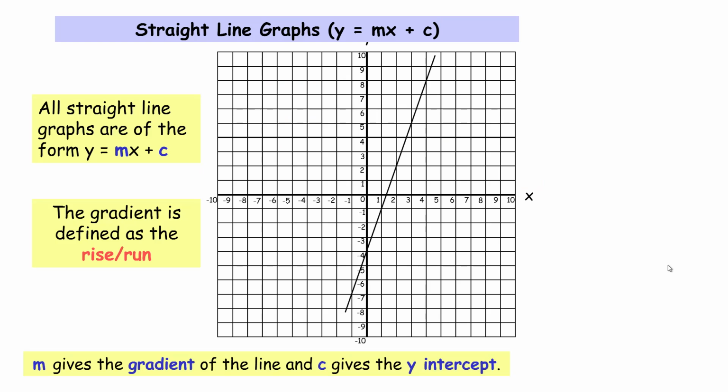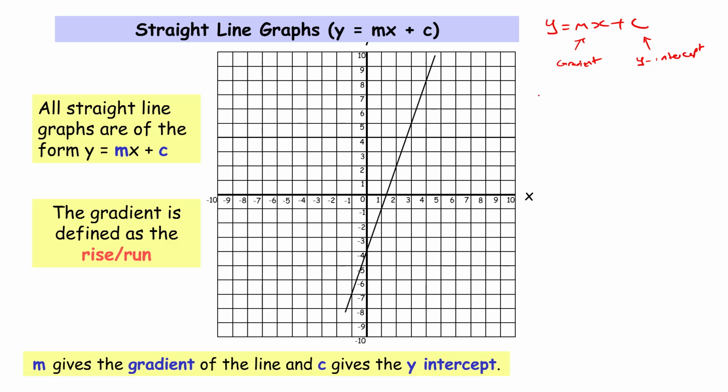Okay, so let's have a look at this example. This is our graph, the nice grid, and this is our straight line. Now we know the formula for the equation of a straight line. That's y equals mx plus c. So we need to find m, the gradient, and c, the intercept, the y-intercept.